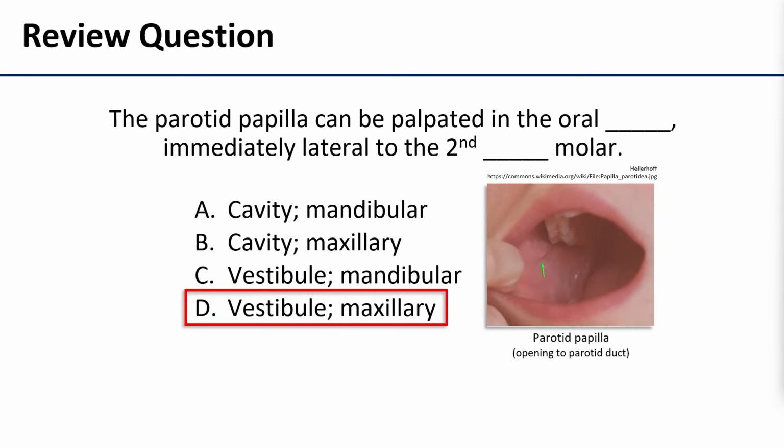And the correct answer here was D. The parotid papilla can be palpated in the oral vestibule, immediately lateral to the second maxillary molar.